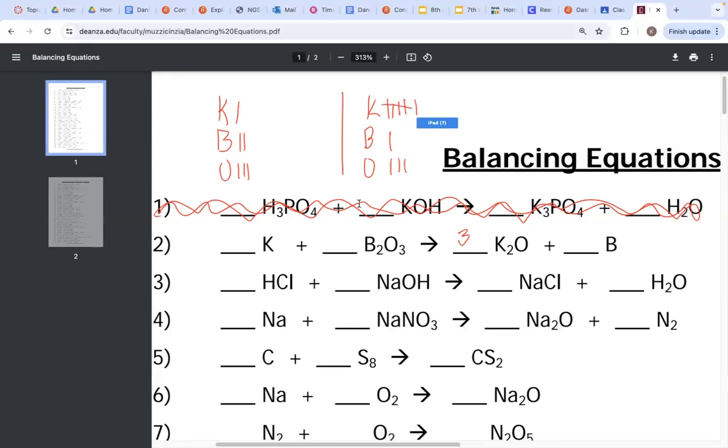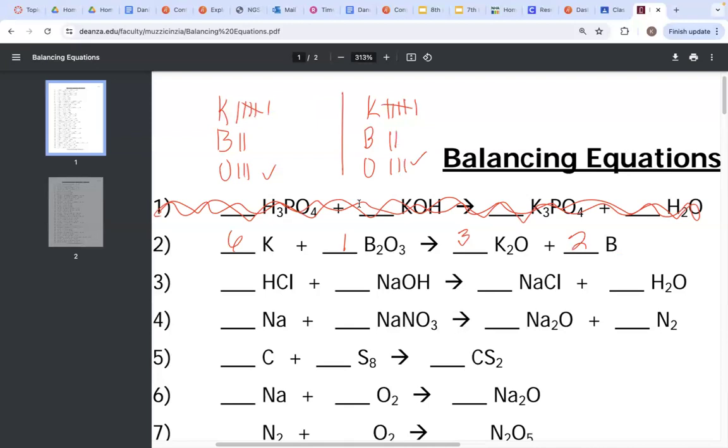All right, so now my oxygens are balanced. But to go from 6 on this side, I can just throw a 6 in front of this K. That's nice. This, it looks like I'm not going to have to manipulate at all. It's going to have a coefficient of 1. And then if I throw a 2 on this B, it will get me balanced as well.